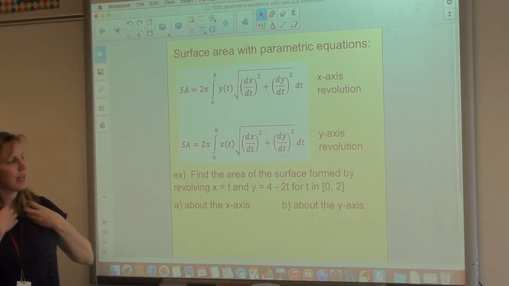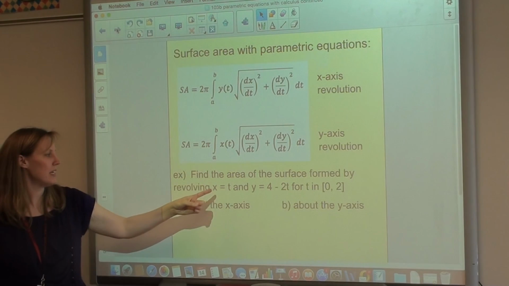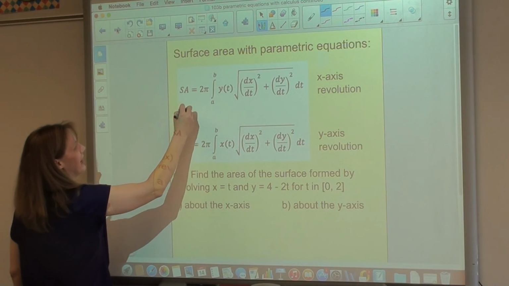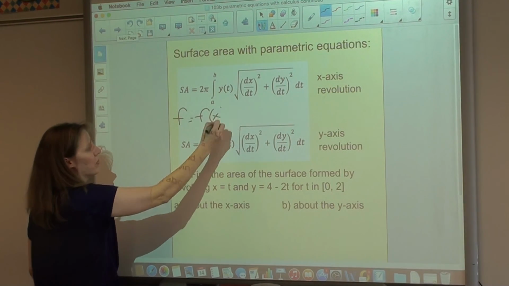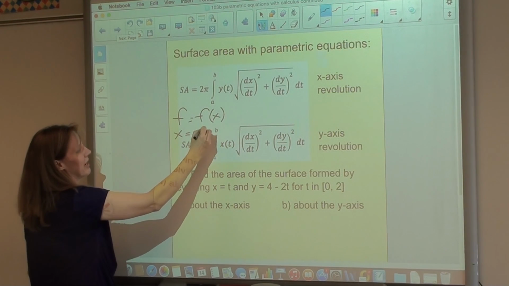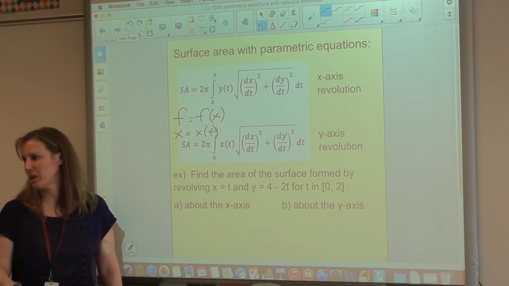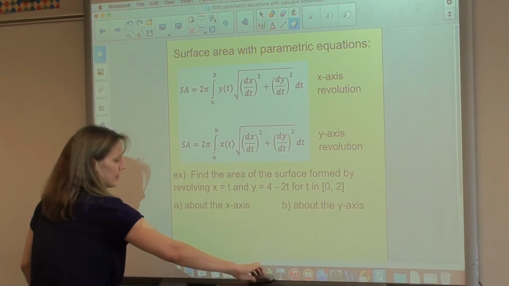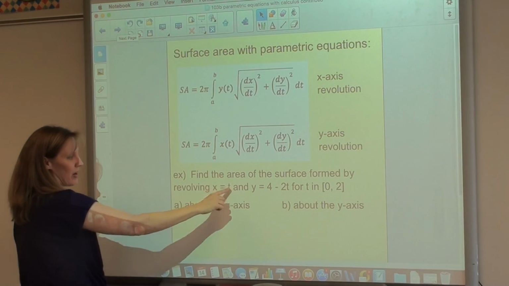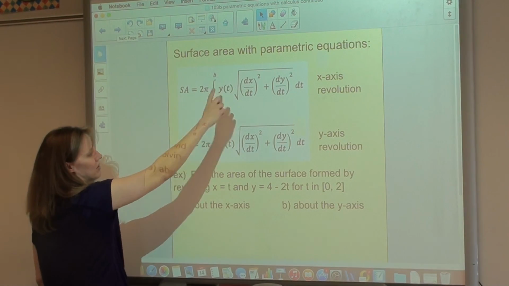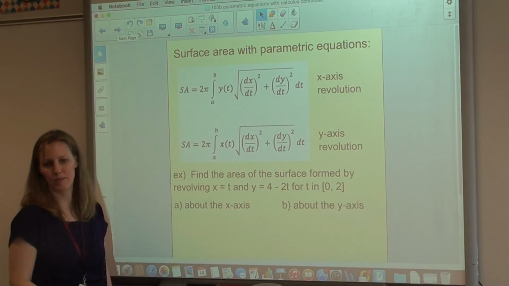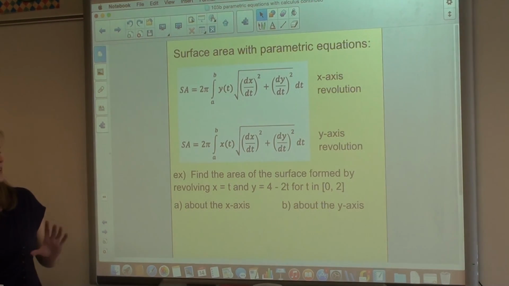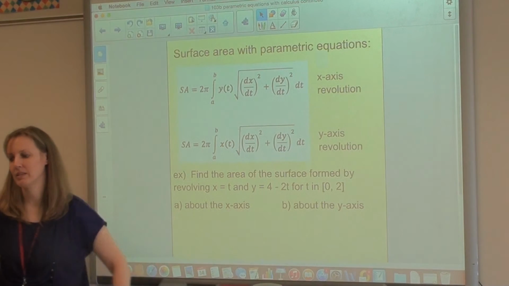Some people today got confused between the difference between x of t and x. They're the same thing. It's like when we write functions, you can write f or f of x. You can write x or you can write x of t. One just identifies your input variable and one doesn't, but they're the same thing. So when I say 2π times x of t, x would be t for this guy, and then y of t would be your 4 minus 2t. Okay, so I want you, if nothing else, to at least set up your integrals for each of these before the bell rings.